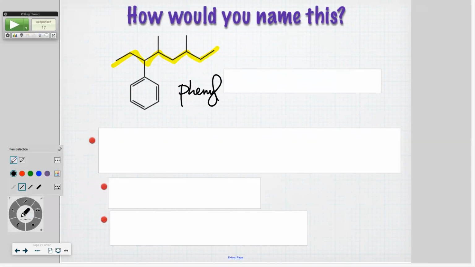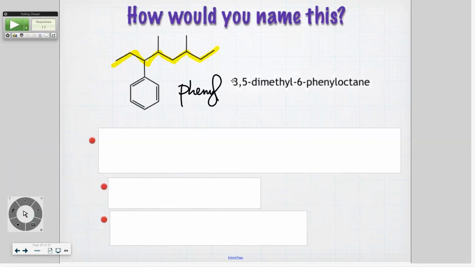I'm telling you, you misspell something, turn it into something else. Okay, it's an octane, 3,5-dimethyl 6-phenyl octane. How come we numbered it from right to left and not left to right? Phenyl has no reason to give it the lower number.